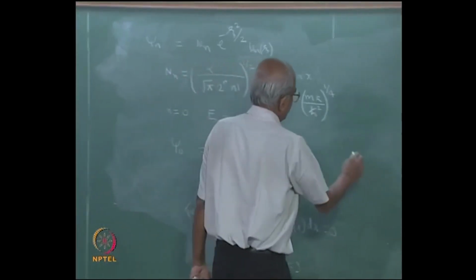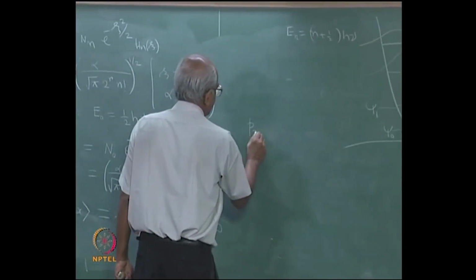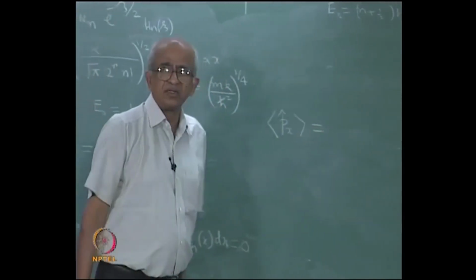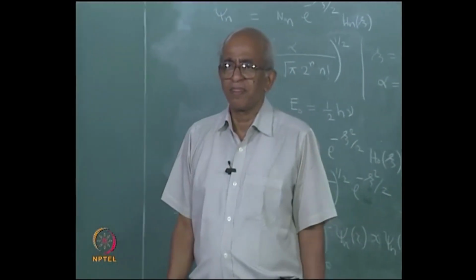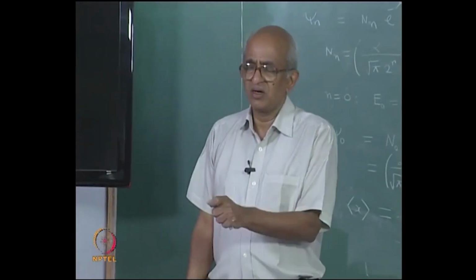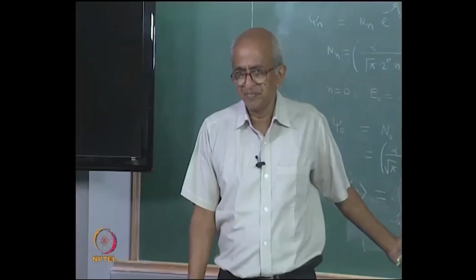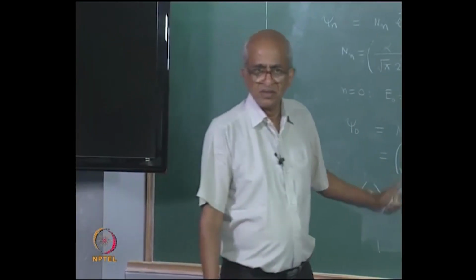Similarly, if I think of Px, the average value of Px, what would you expect? See, it is in the ground state, and if you are measuring the momentum, maybe sometimes the particle will be moving in this direction, but it is not going to go away, it will come back. So, it will go back in the reverse direction sometimes. Therefore, the average value of momentum you would expect is 0.